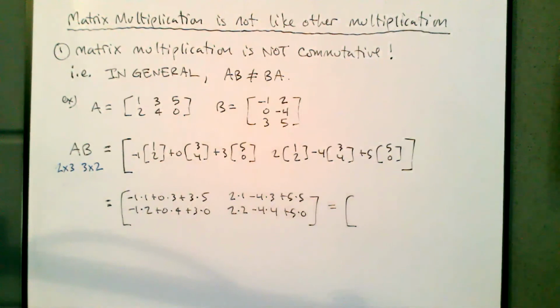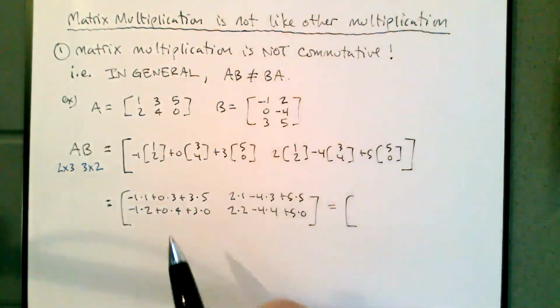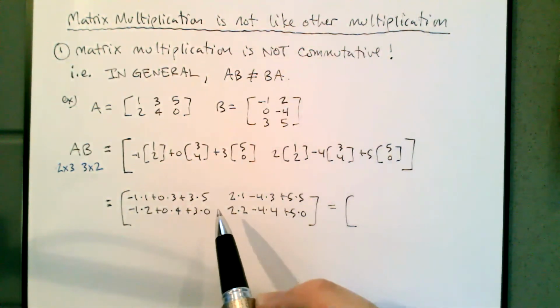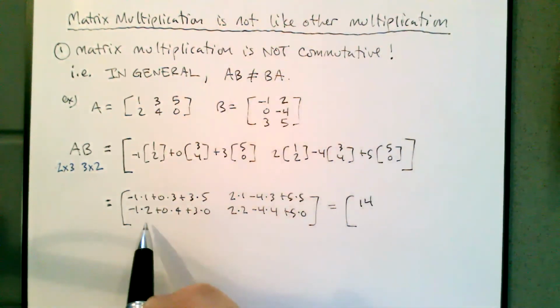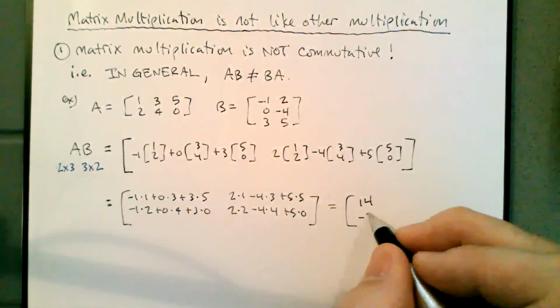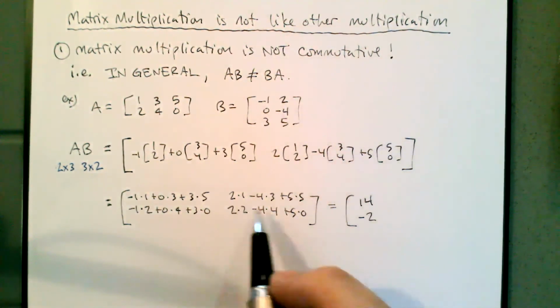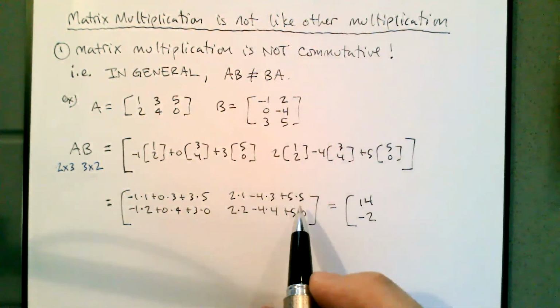And we get this 2 by 2 matrix. Negative 1 and 15 is 14. Negative 2 and 0 is negative 2. And I get 2 minus 12 plus 25.